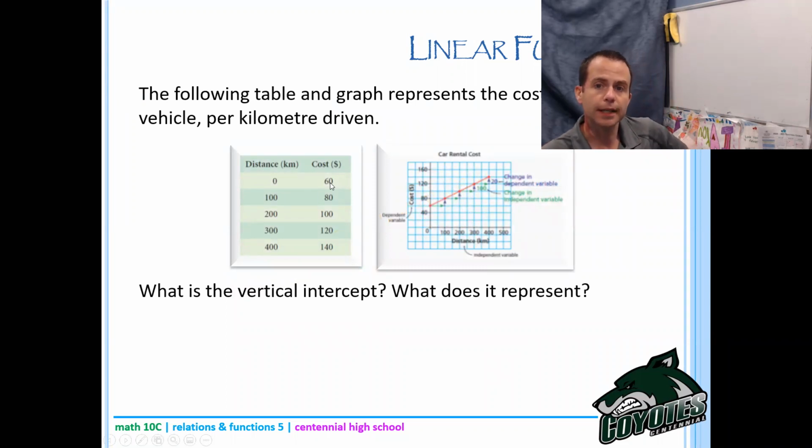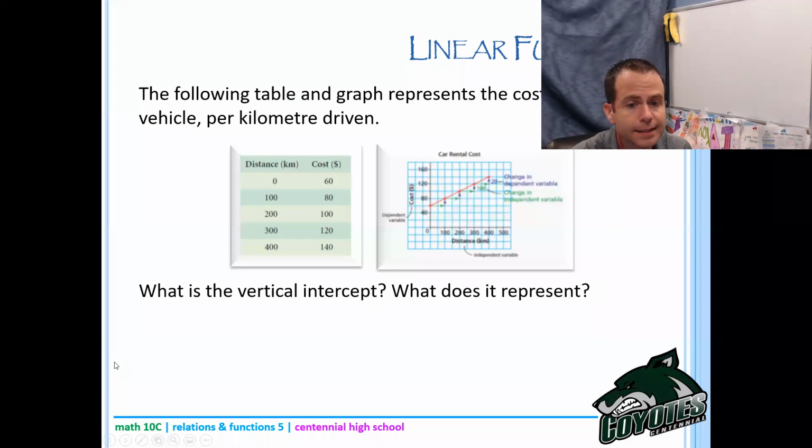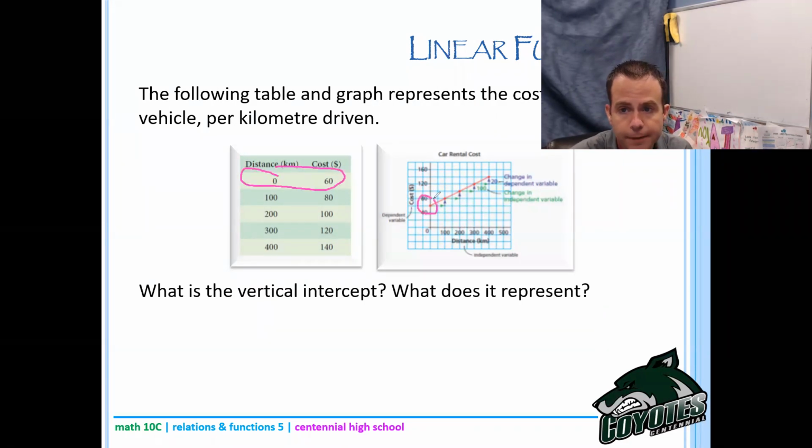The following table and graph represents the cost of renting a vehicle per kilometer driven. What is the vertical intercept and what does it represent? So the vertical intercept refers to where I hit on the vertical axis. That's also known as the y-axis. And it's also known as the spot when x is 0. So I can see that on my table here, okay, or I can see that on my graph here. Either way, the vertical intercept is (0, 60).